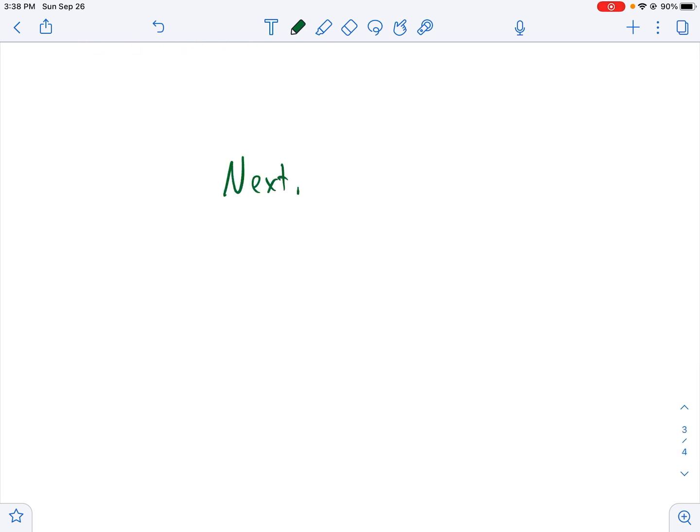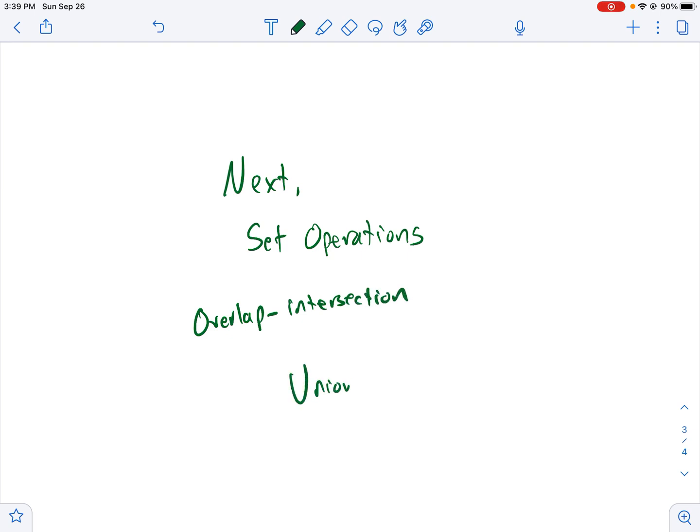Coming up next will be set operations, where we can actually combine certain sets. So how could we combine 2 sets? Well, we could either find where they overlap, in other words, what their intersection is, or we could take their sum or take the union of them, which is kind of like adding them all together and adding all the parts or all the elements. And that's what's coming up next.